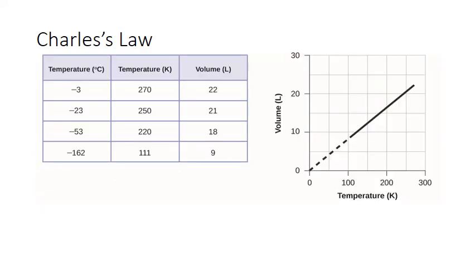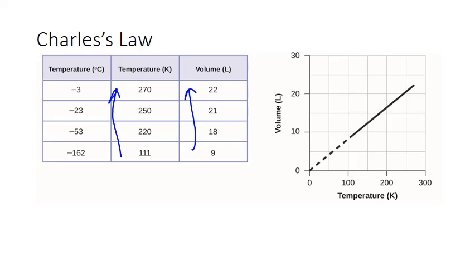So we can also examine this relationship mathematically. This data set is for a sealed gas, a fixed amount, at a constant pressure. And what we see here, when we keep everything except temperature and volume constant, is that as temperature increases, in this case from 111 to 270 Kelvin, so does volume. And we can graph this relationship again, and we'll find that it is a linear relationship between volume and temperature.